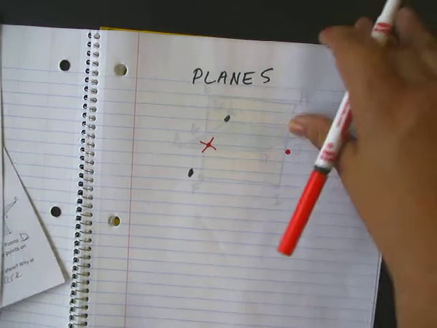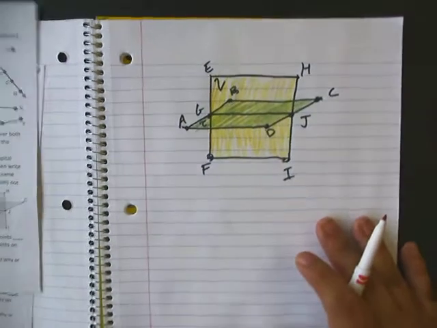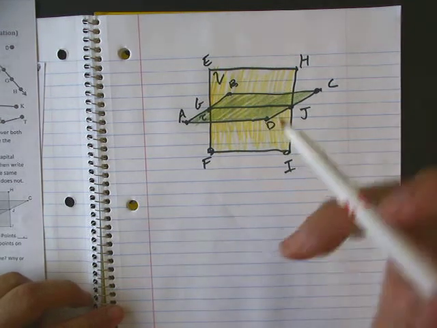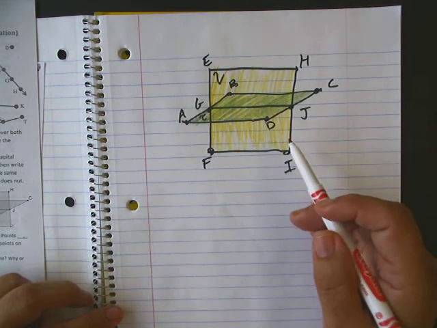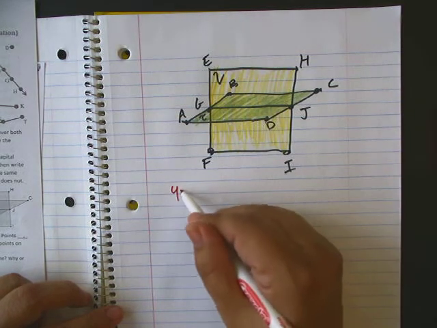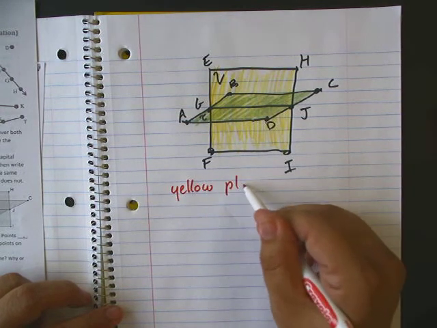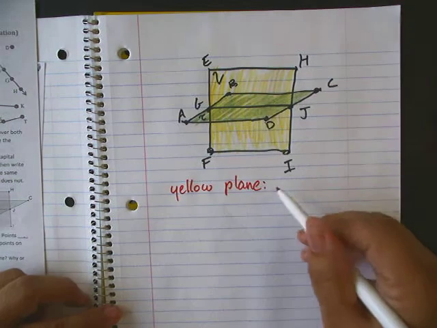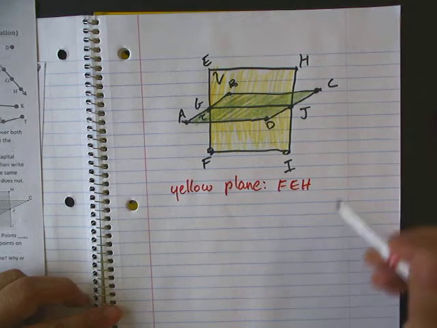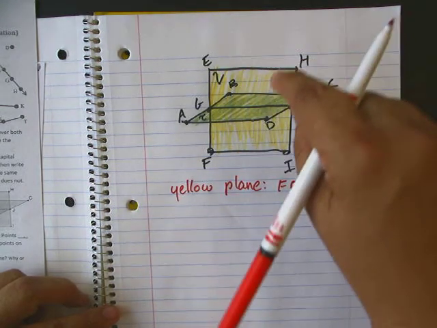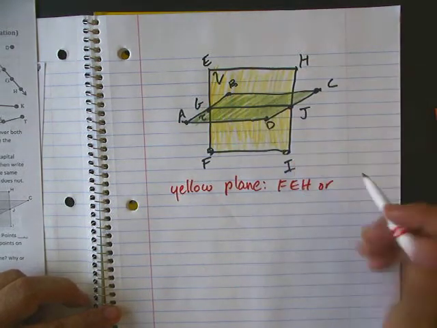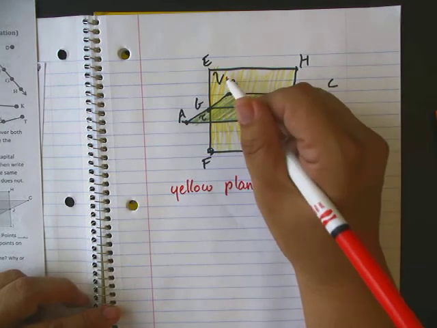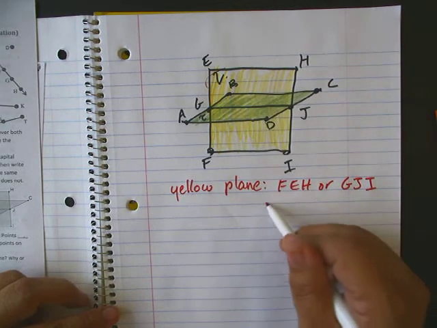I can name it as plane FEH, or I can do GJI, or see this thing right here? This thing without a point? That's actually another way to name the plane. Normally it'll be script. It could be a plain old capital letter, but it's usually script. All right. So on our notes, if you're doing fill in the blank, plane, we'll say GJI, just to make it a little interesting. GJI and plane V are the same plane.